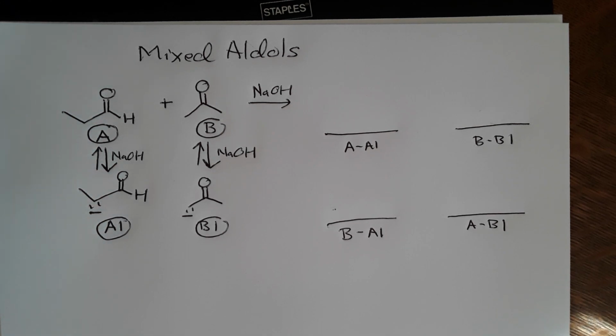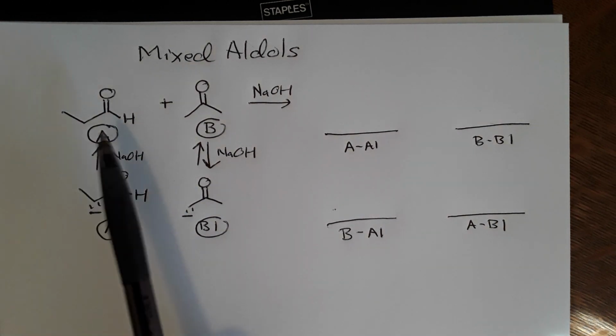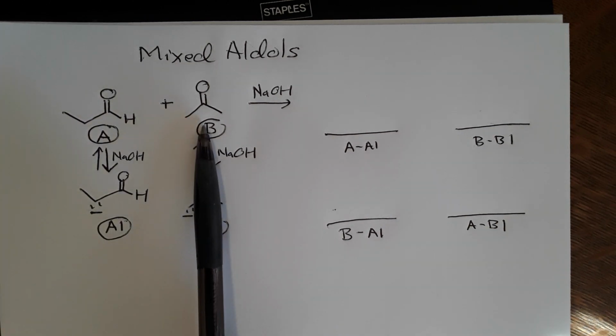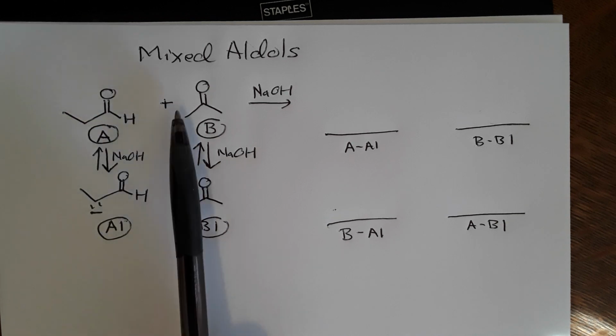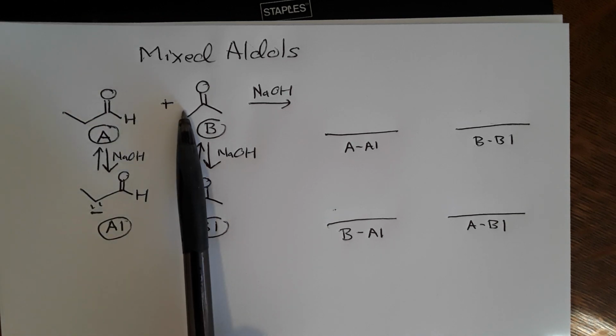So you've watched two videos on aldol reactions already. This third video is going to have us look at a mixed aldol, having two different carbonyl compounds reacting with each other and see what the consequences are. So propanal and acetone reacting with each other. There's alpha hydrogens on the propanal and alpha hydrogens on the acetone.